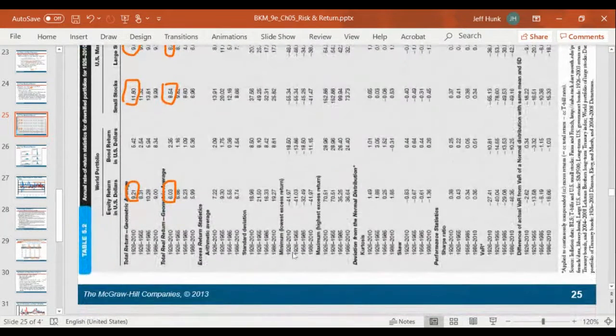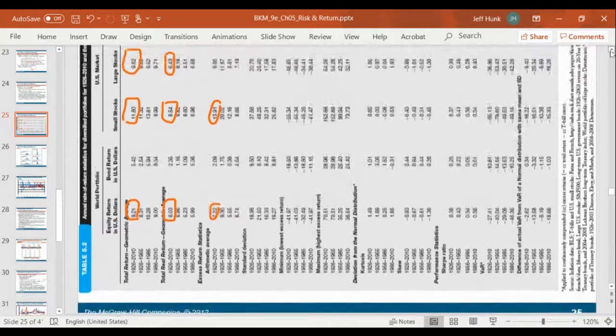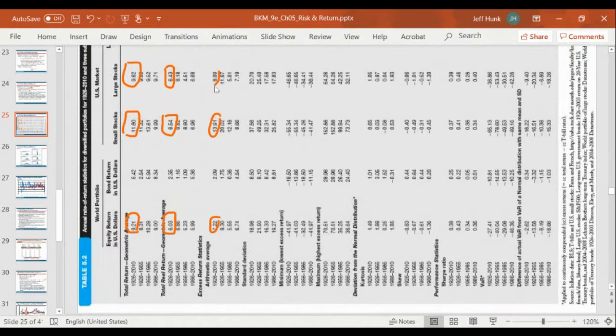And then look at the risk premium, excess returns, 7.22, global world stocks. U.S. small equity, 13.91, large cap, 8%. So the U.S. did better than the world average.